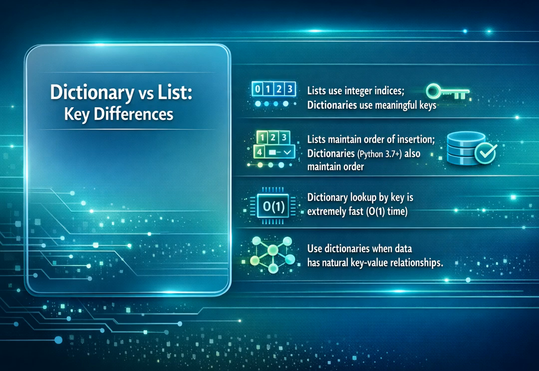Lists use integer positions to identify data, which can be confusing. Dictionaries use meaningful keys, making code self-documenting and easier to understand. Dictionary lookups are also extremely fast. They are performed in constant time, regardless of how many keys the dictionary has.